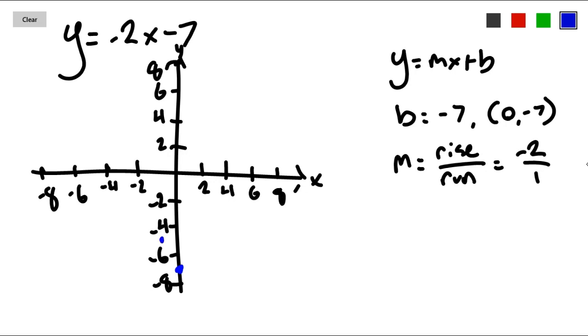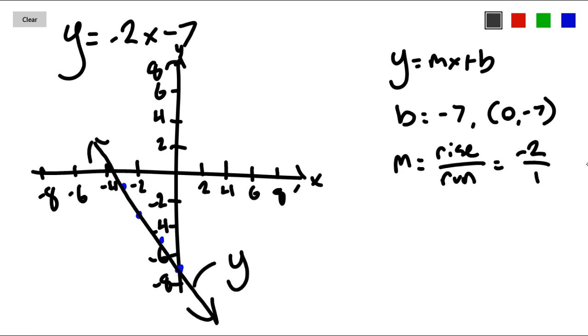From the next point, I'm going to do the same thing. I'm going to rise 2 and then go over negative 1. And eventually, you're going to get these dots that are arranged in the shape of a line. And when you connect them together, it forms the line. So this is what the equation y is equal to negative 2x minus 7 looks like if you put it on the graph. And since it's a straight line, that's why we call it a linear equation.